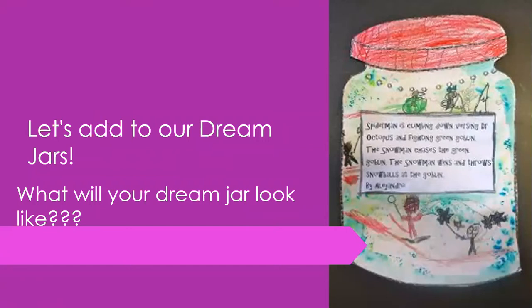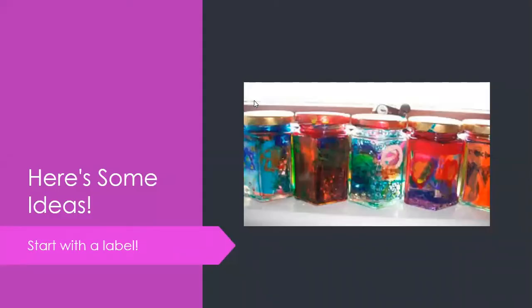We're going to add to our dream jar and we're going to make a comic strip. So start thinking about what will your dream jar look like. So I'm going to first show you some examples. We're going to start with a label, and I have some tape here and I'm going to show you in a minute.